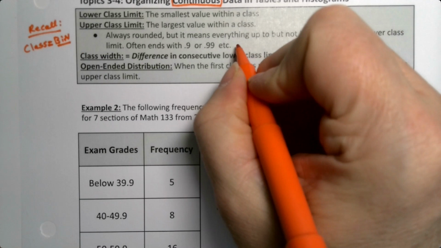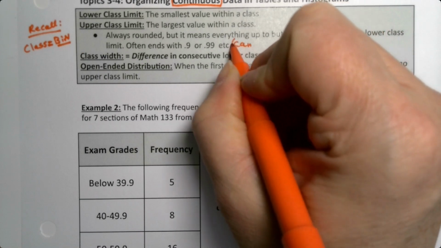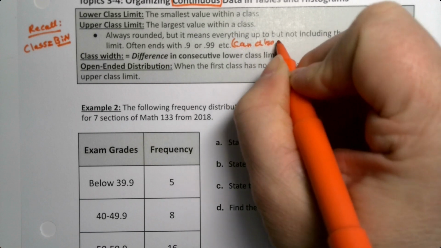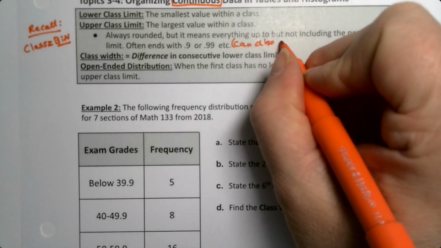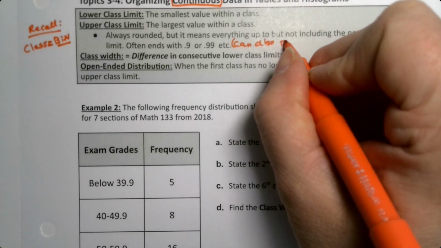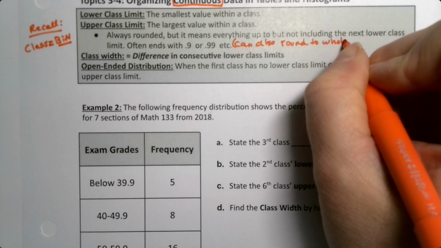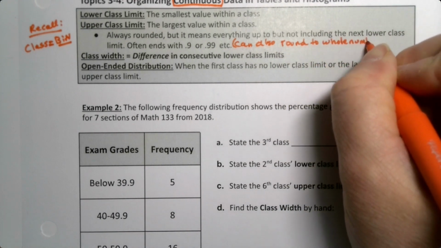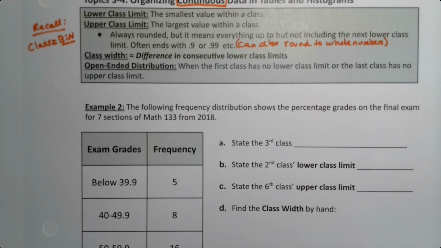So I'll just make another note: can also be whole numbers. They can round to 39, for example, or to 49, rather than bother with the decimals. So you have to watch out for those. You have to know in the back of your head that even if it rounds it, it's really going out to 0.9999999.